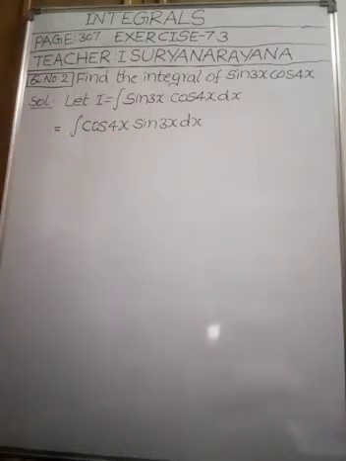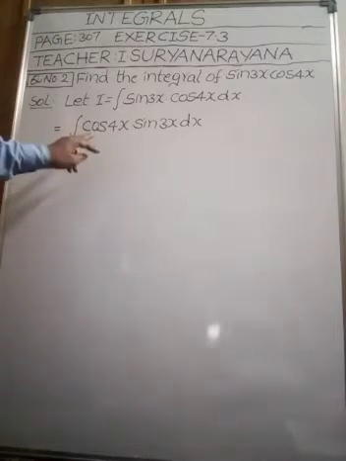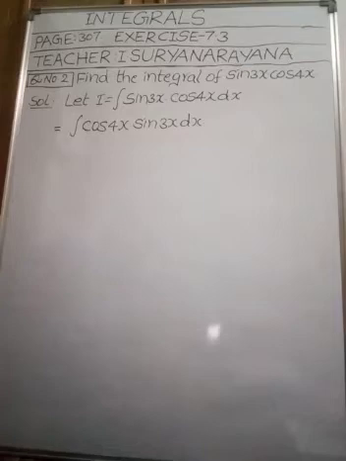There is a trigonometric identity. What is the trigonometric identity? 2 cos A sin B is equal to sin of A plus B minus sin of A minus B. Do you remember that formula, my children?